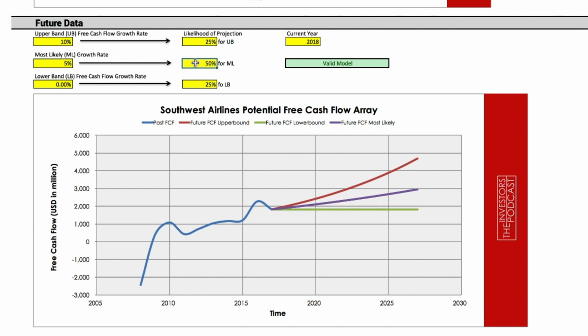Now, let's talk about the high growth case. So for the high growth case here, I chose 10%. I assigned it a probability of 25. What should happen for this to materialize?